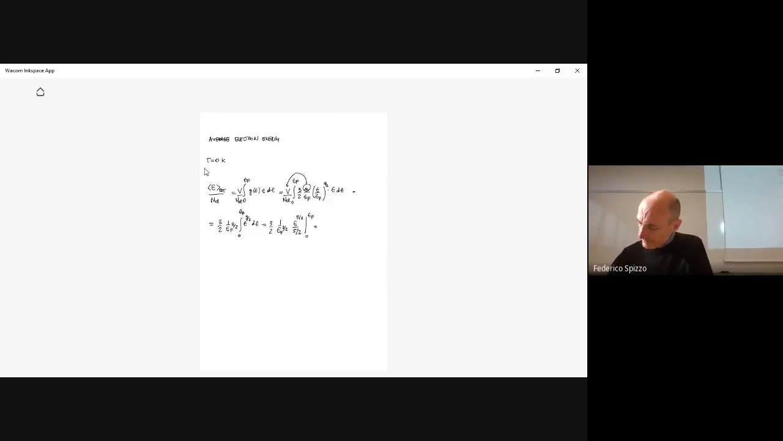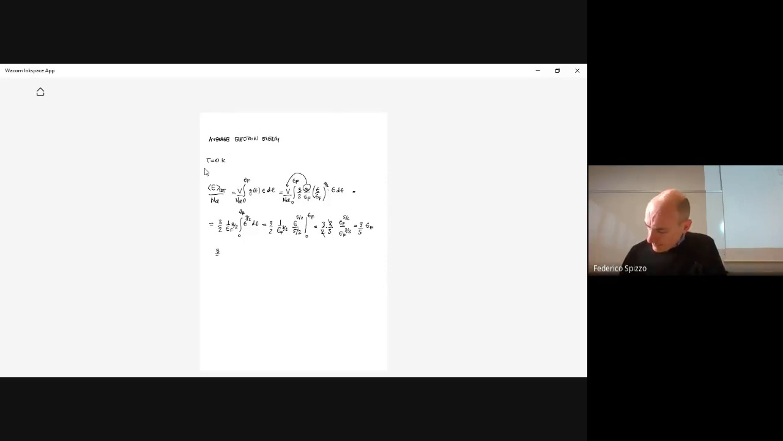So I'm left with this result. Here I may simplify this 2 factor. 5 divided by 2 minus 3 divided by 2 is just 1. So this is equal to 3 divided by 5 EF. So the average energy per electron is nearly equal to EF. I've just a 3 divided by 5 factor, so the order of magnitude is the same.